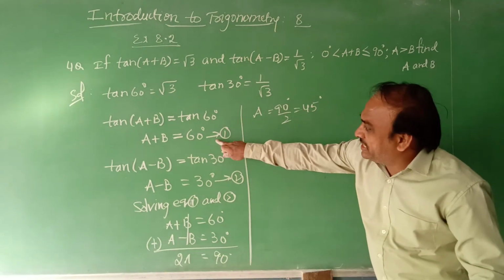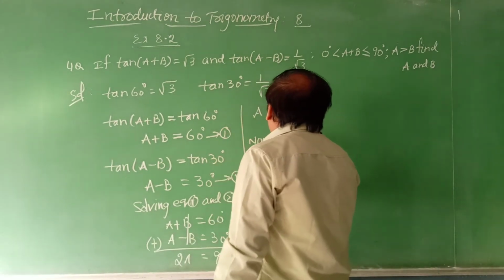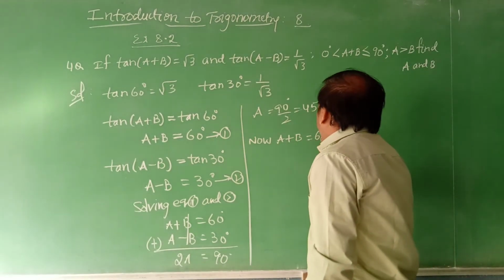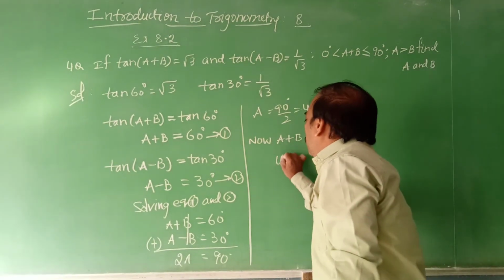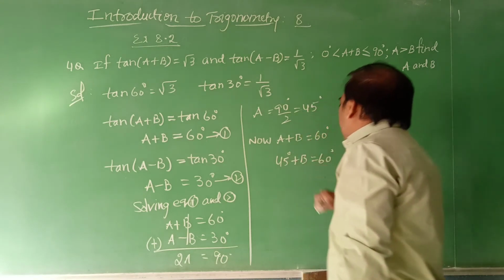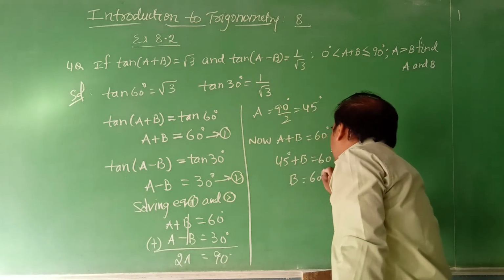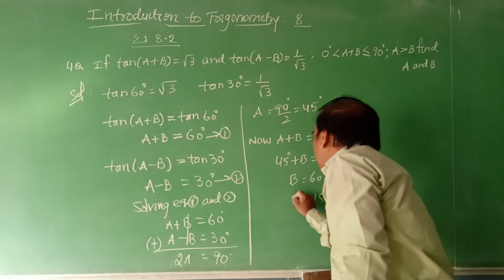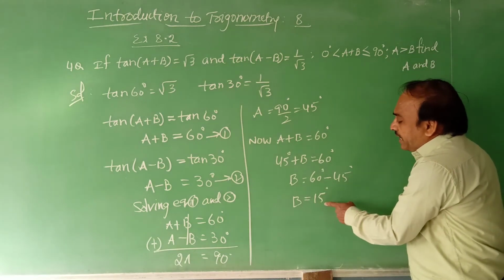Now a plus b is equal to 60 degrees, and the measure of a we got is 45. So 45 degrees plus b is equal to 60 degrees. Transposing 45 to this side, b is equal to 60 degrees minus 45 degrees, which is equal to 15 degrees.